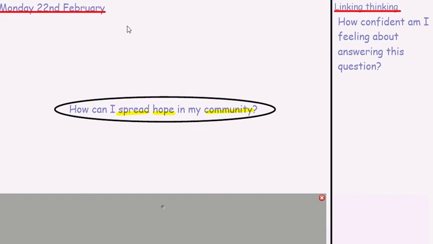So let's look at the word spread. So spread means to what? What's the important bit here? Why are we unpicking spread?